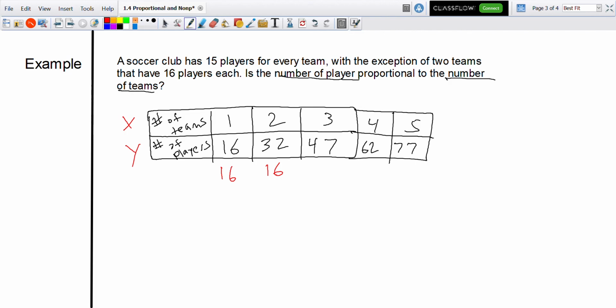So far, so good. But when I get to this third one, 47 total players divided by 3 teams, now there's 15.6 players per team. How about 62 divided by 4? Now there's 15.5 players per team. 77 divided by 5, 15.4 players per team. So you can see it's not a constant ratio. This is a non-proportional relationship because our constant ratio is not actually constant, it's changing.